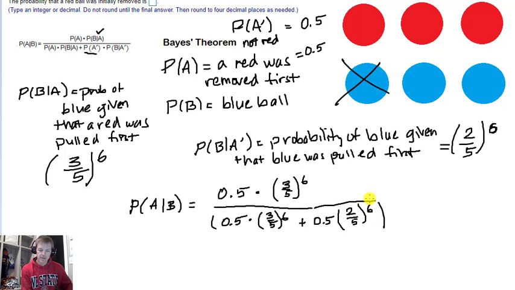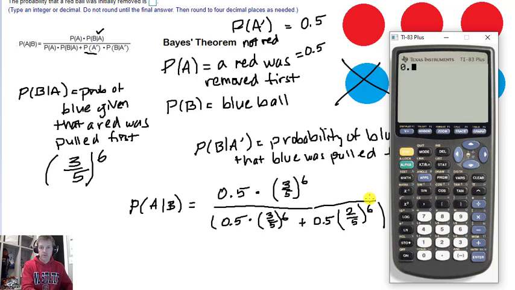So let me get the calculator out, and we're going to have to be careful here with our parentheses. So I'm going to take 0.5 times, and we're going to use parentheses here, parentheses 3 divided by 5, and we're going to raise that to the 6th power. All right, so we use the caret symbol to the 6th. Now we're going to divide that by, and I put parentheses here because I knew we were going to need them on the calculator. There's a lot of things in that denominator. So divided by parentheses 0.5 times 3/5 to the 6th again.